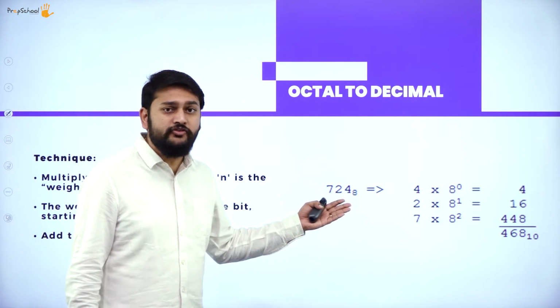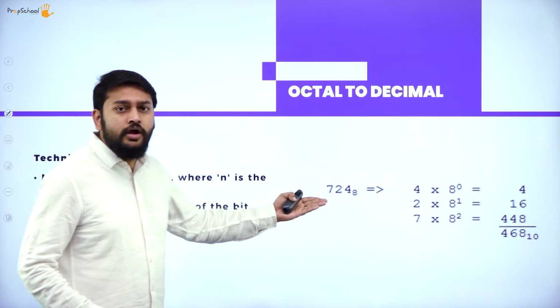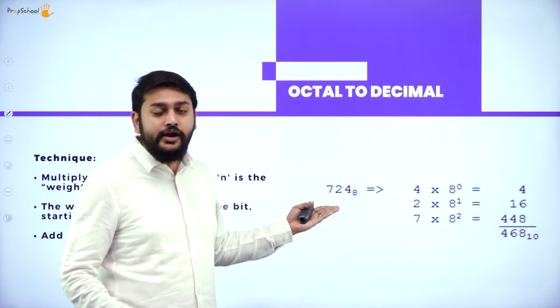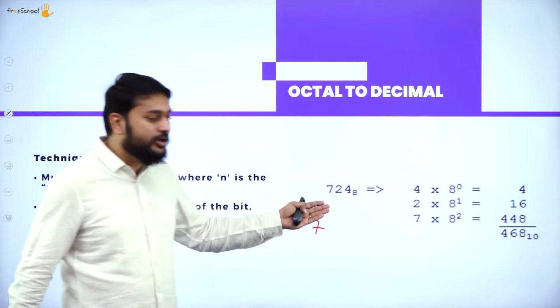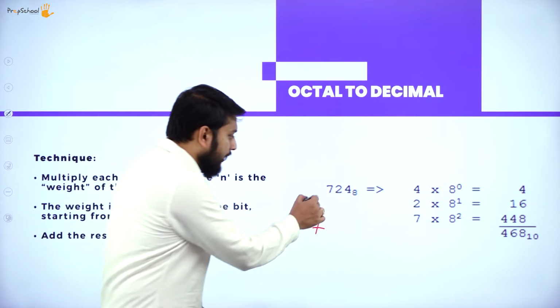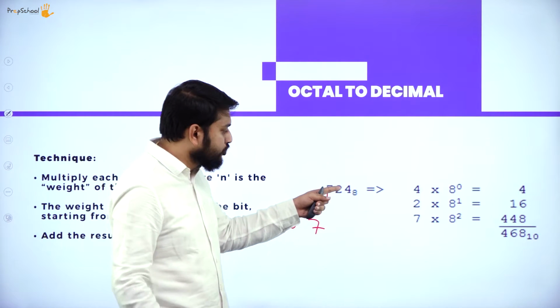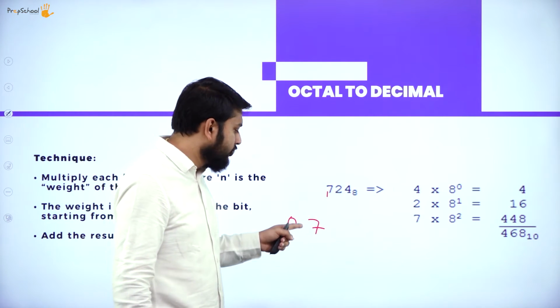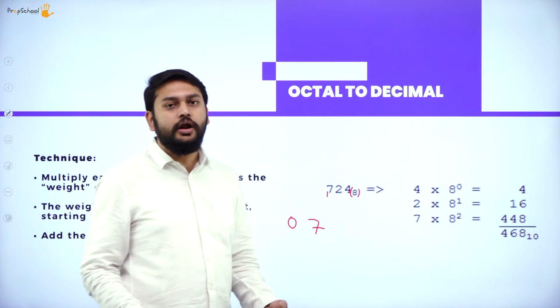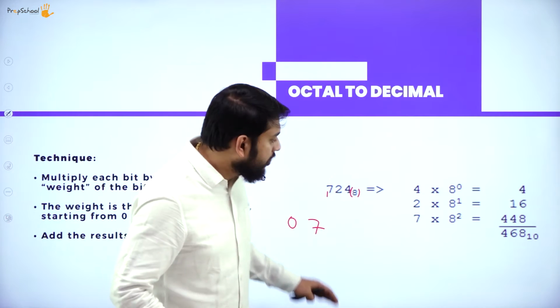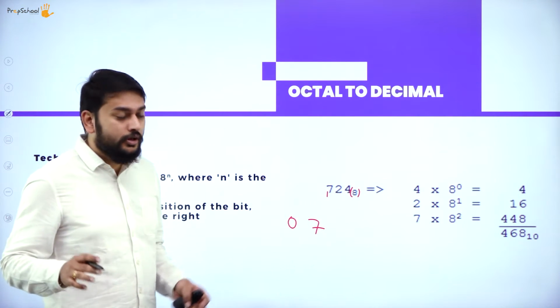I have 724. First of all, I should check whether it is a valid octal number or not, because the digits should be in the range 0 to 7. Do I have any digit not in the range? Let me check. 7 is in the range. 2 is in the range. 4 is in the range. So can I call this an octal number? Yes. Then I need to convert this octal number into decimal. How do I do that?